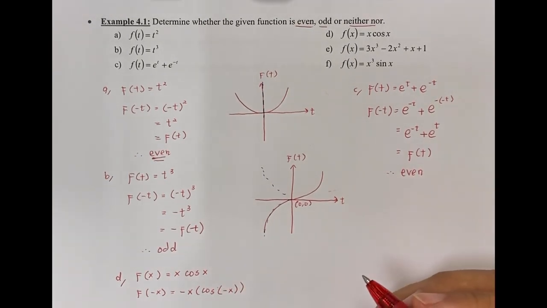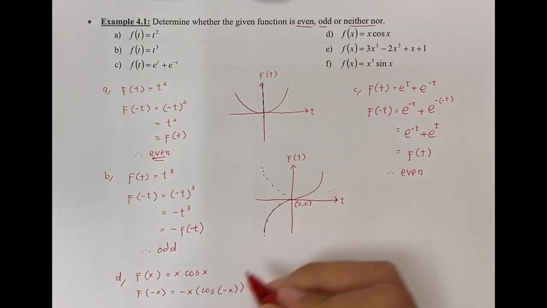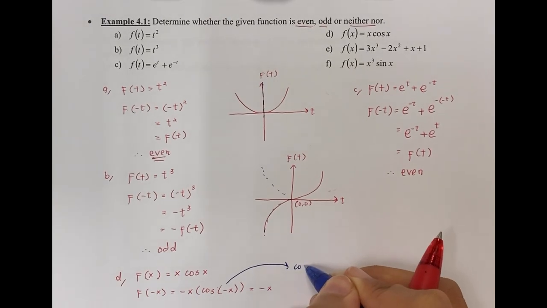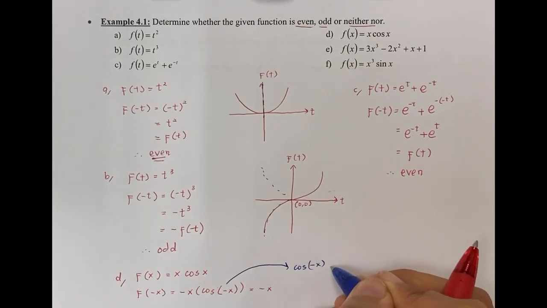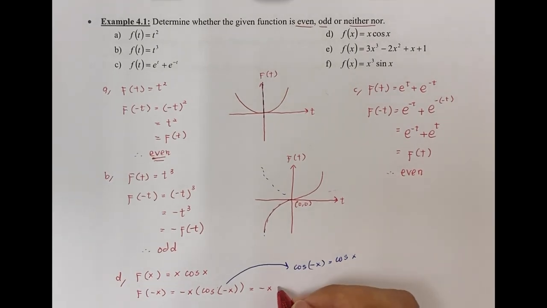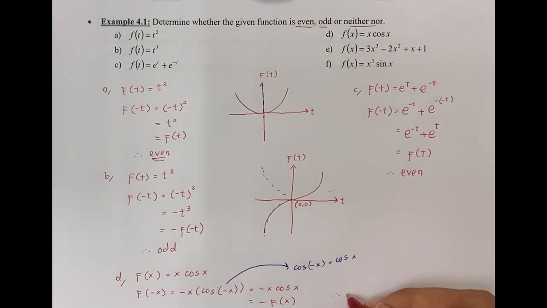Okay, from the properties, negative x cos negative x is equal to positive cos x. Cos negative x is equal to cos x. So you have negative x cos x. Refer to f(x), this is your negative f(x). So meaning that D is an odd function.